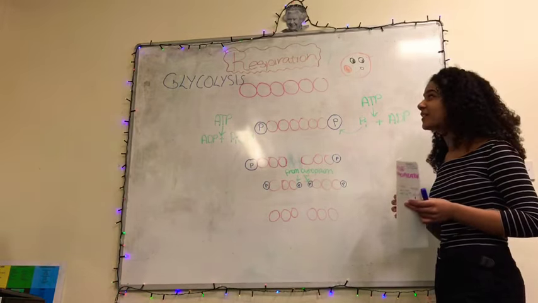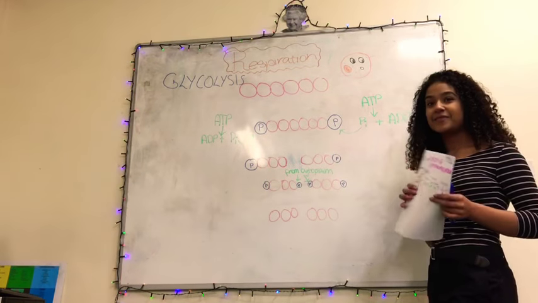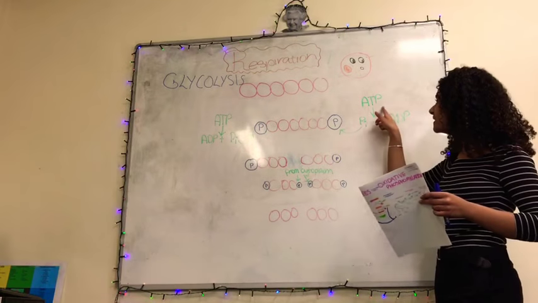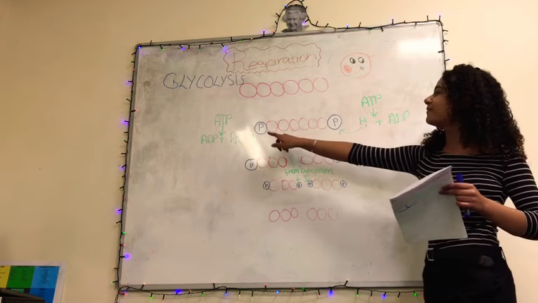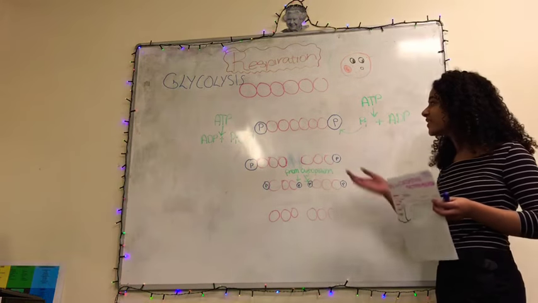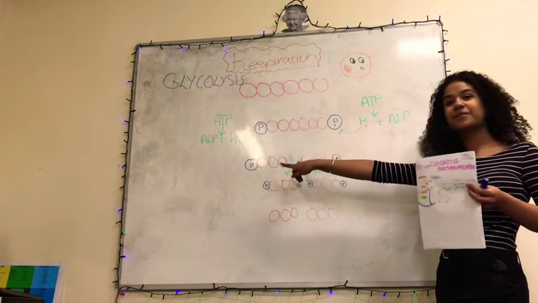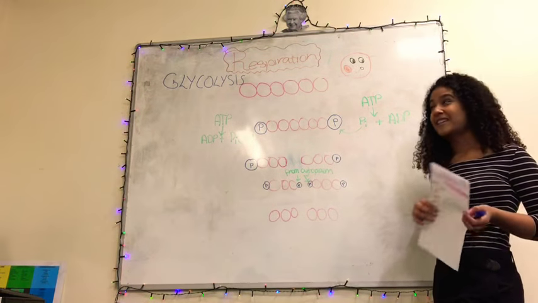So the first stage is glycolysis, and this starts off with a glucose molecule. The first step is phosphorylation. This is when two ATP molecules donate a phosphate molecule to the glucose, making hexose bisphosphate. And this is an unstable molecule, so it later breaks up into two triose phosphate molecules. And this stage is called lysis.